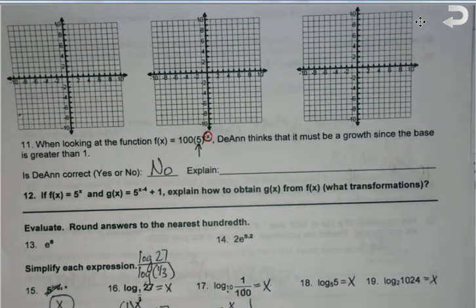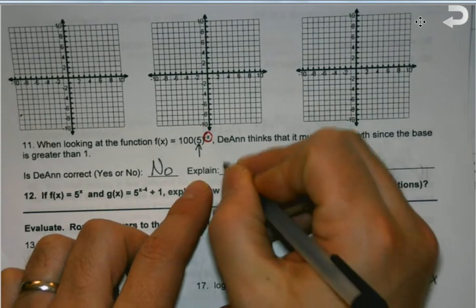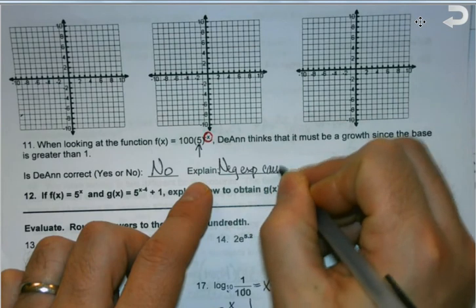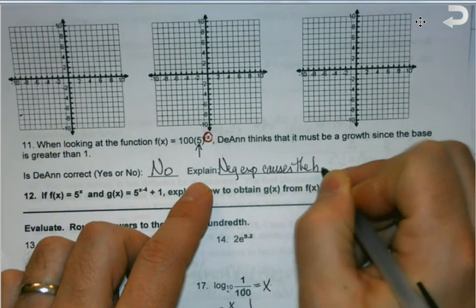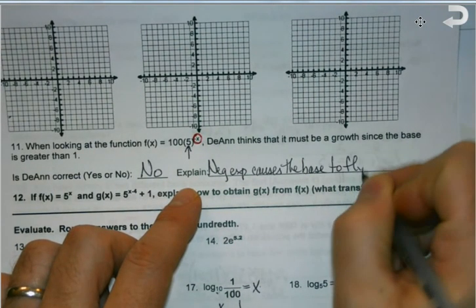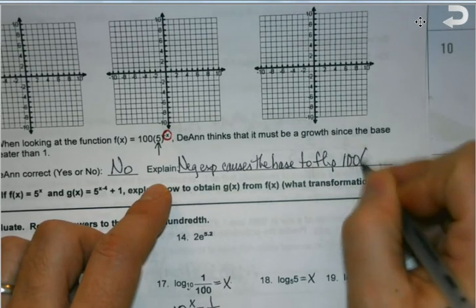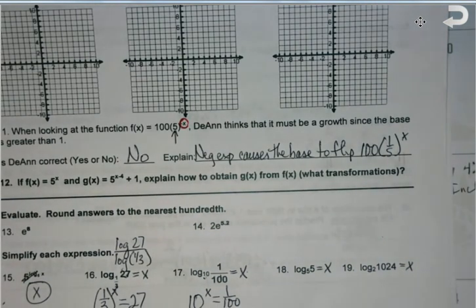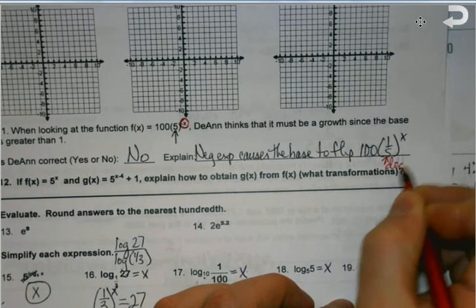Now, it's not just the fact that it's a negative exponent that makes it decay in this case, because you can have decay with a negative exponent. What happens here is your negative exponent causes the base to have a reciprocal, to flip. So now it's 100 times 1/5 to the x is basically what it's become. Your reciprocal in there. So either use the word reciprocal, flip the base, however you want to put it. And now 1/5 would be decay.